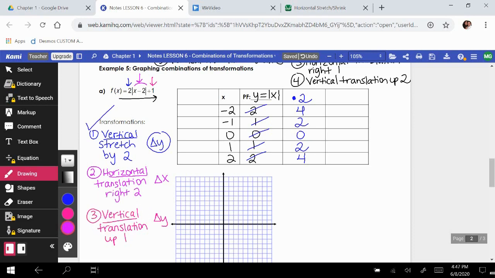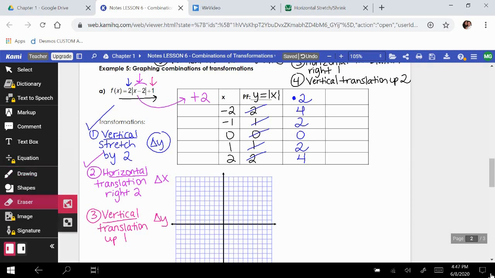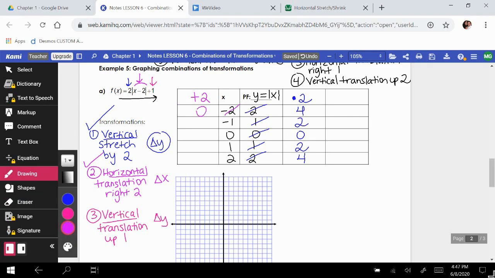That's horizontal translation, so that's going to change my x values. So I'm going to take my x values and do what to move it right 2? I'm going to add 2 to move it to the right. Remember, horizontal stuff's weird. See how it's different than what you see in the formula? It's opposite of what you think. Okay, so I'm going to add 2. Negative 2 plus 2 is 0. Negative 1 plus 2 is 1. 0 plus 2 is 2. 1 plus 2 is 3. And 2 plus 2 is 4.